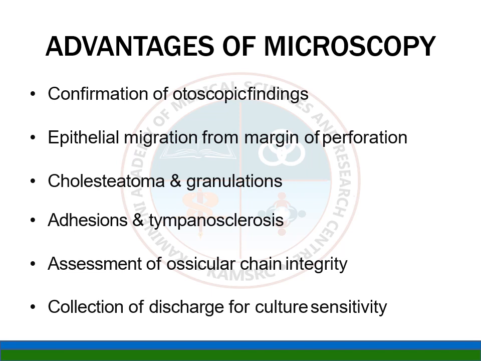What are the advantages of the microscope? It confirms the otoscopic findings and the margins of the perforation. You can check for cholesteatoma and granulations, adhesions and tympanosclerosis, assess the ossicular chain integrity, and collect the discharge. The most important advantage of the microscope is you can put it in front of the ear and both your hands are free to do any maneuver over the ear.